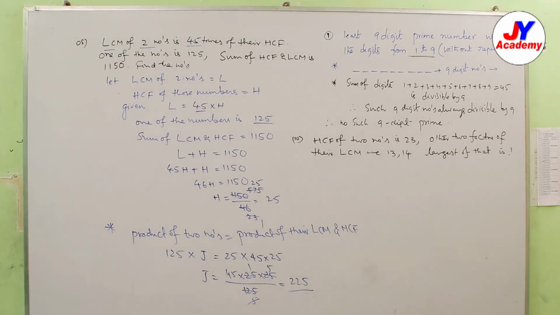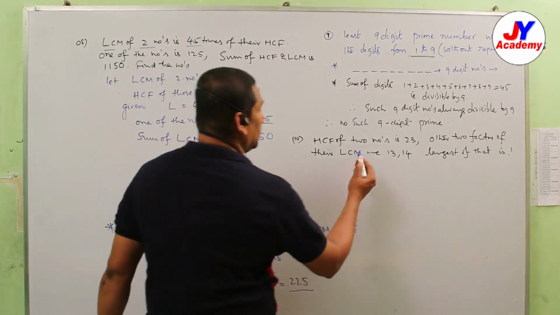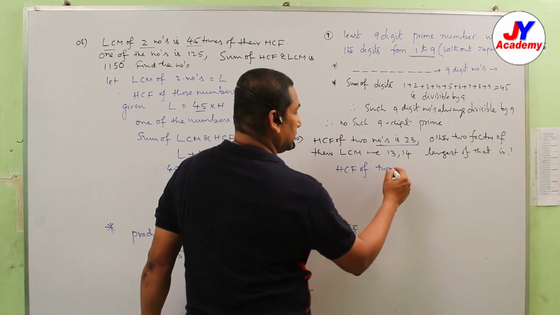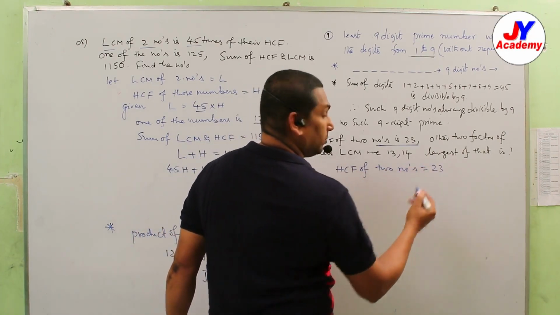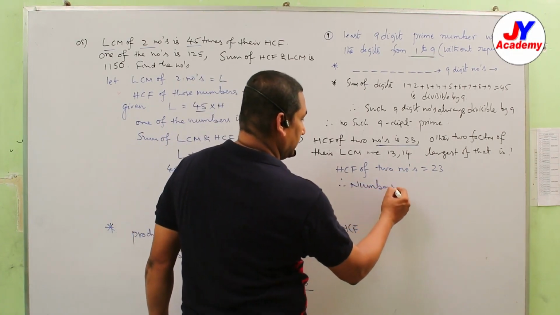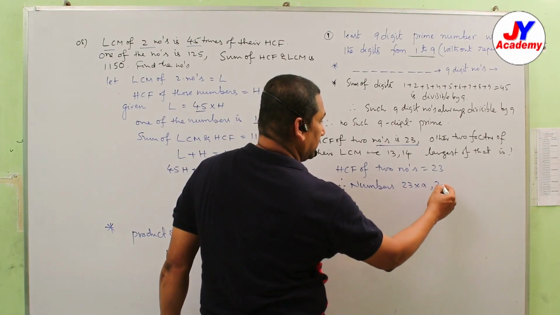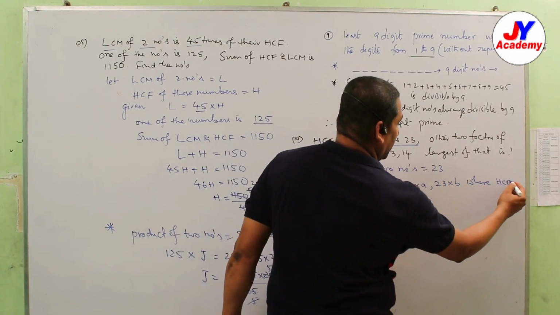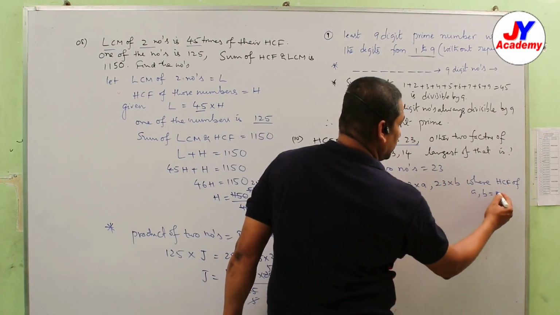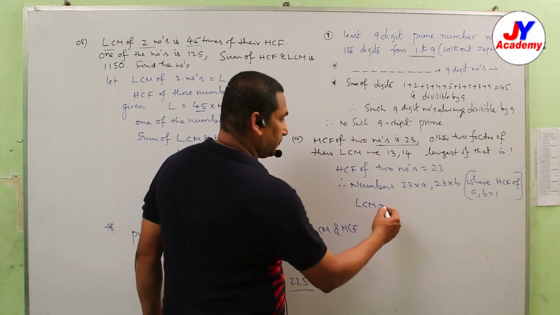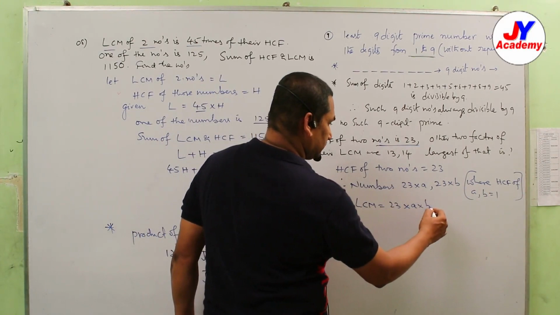Very simple. Already I told that whenever HCF is given, what is the HCF of the two numbers? 23. So what are the numbers? 23 into A, 23 into B. What is the basic condition? HCF of A, B should be 1. Then what is their LCM? 23 into A into B.